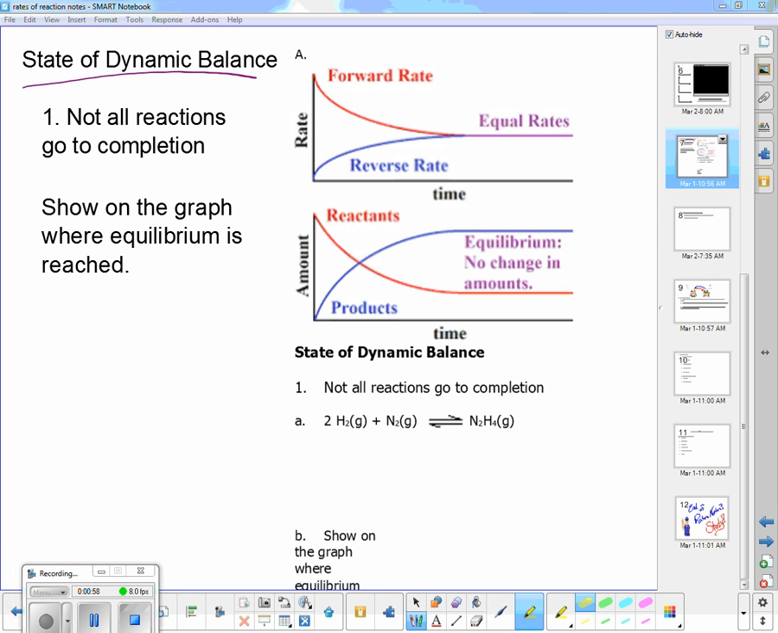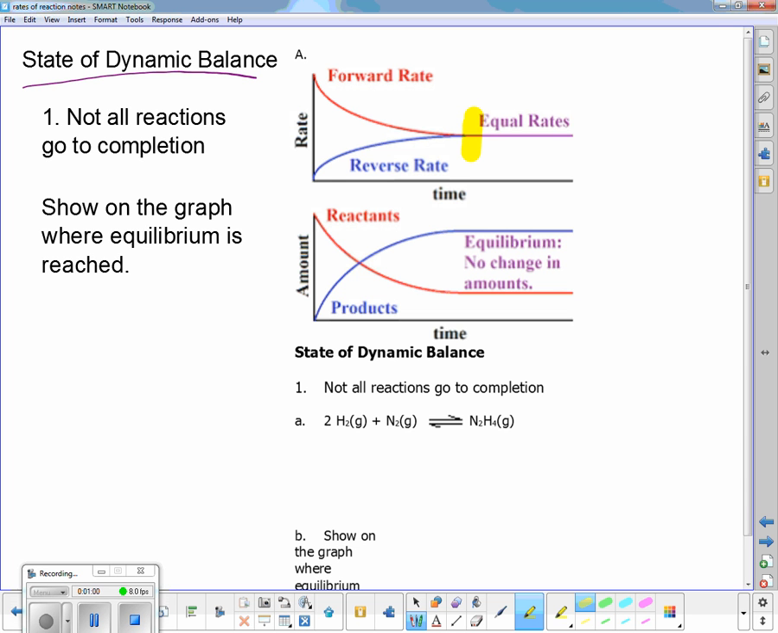So on this graph, this was where I would hit dynamic equilibrium. On this graph, it's when I start flattening out that I've reached dynamic equilibrium. Okay, so you need to state or put that on your graph somewhere.